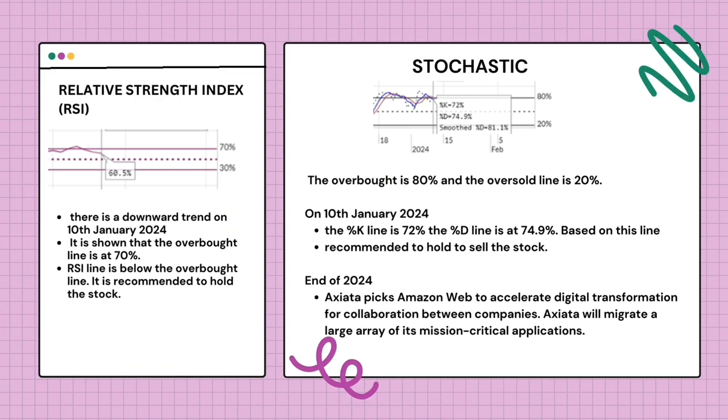The next one is Stochastic Indicator. On 10th of January 2024, the K line is 72% and the D line is at 74.9%. Based on this line, it is recommended to hold to sell the stock.